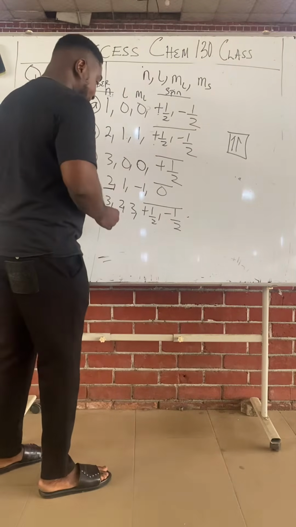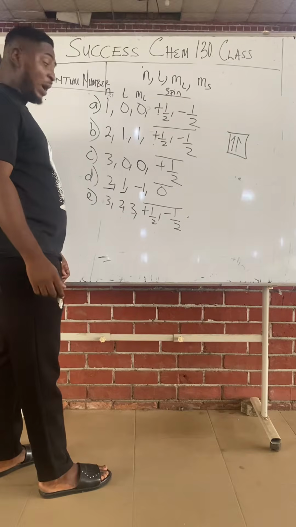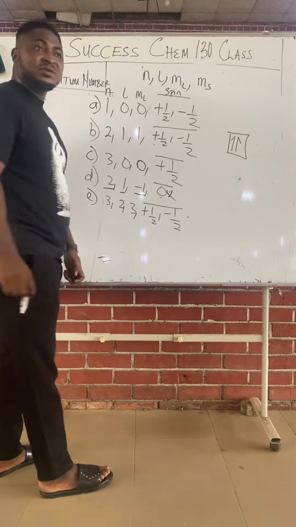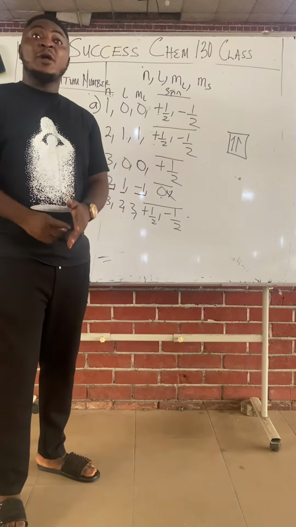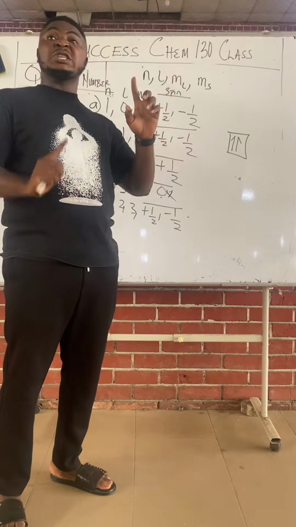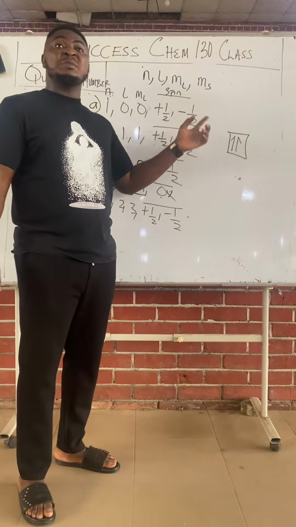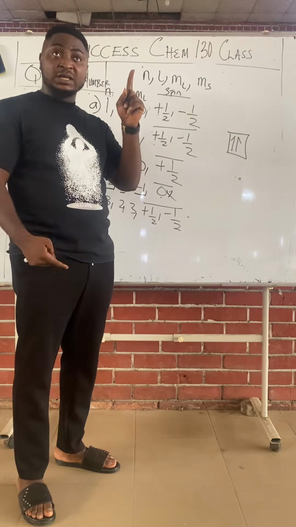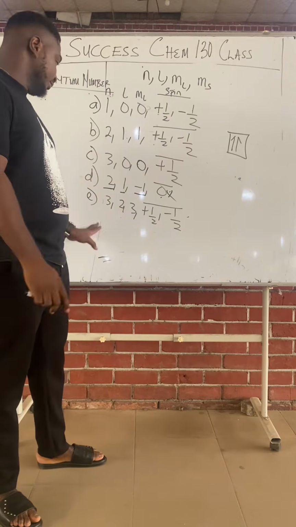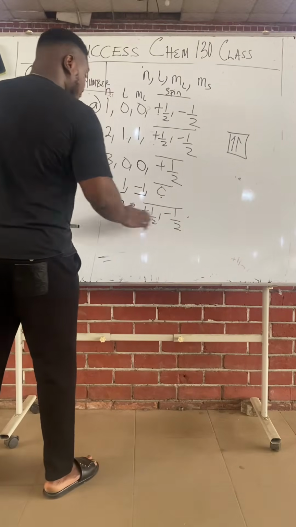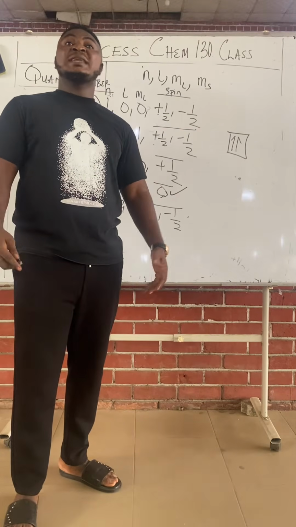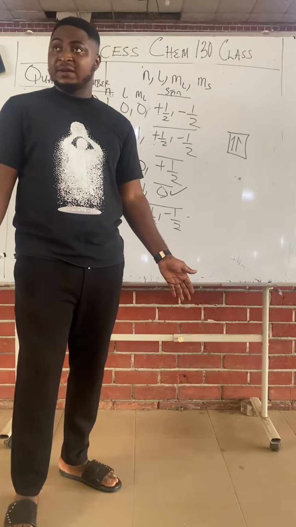This is principal 2, azimuthal 1, magnetic can be minus 1, 0, plus 1. Spin 0 means that there is no electron in the block. Class, a block can be empty. If you have plus 1 over 2, it means that there is one electron facing upward. If you have plus 1 over 2 and minus 1 over 2, it means there are 2 electrons in a block, one going up, one going down. But if you have 0 as spin, it means that there is no electron. The block is empty. So, class, nothing is wrong with D. Your spin can be 0; 0 simply indicates that there is no electron in the block.